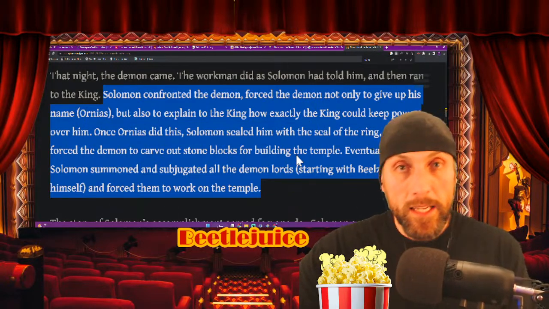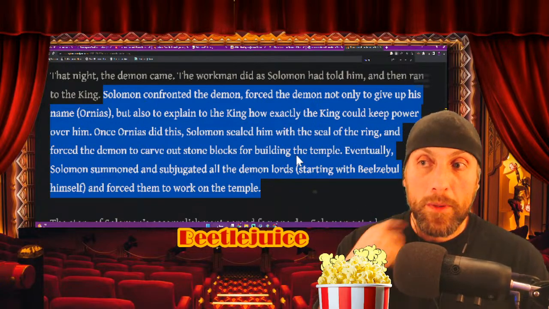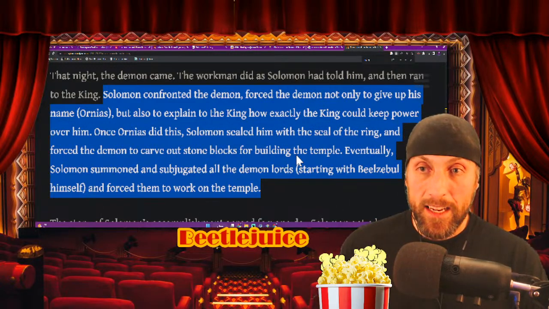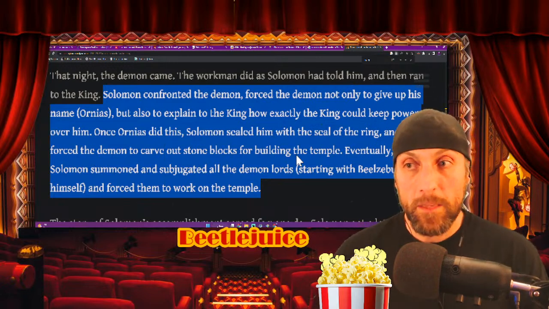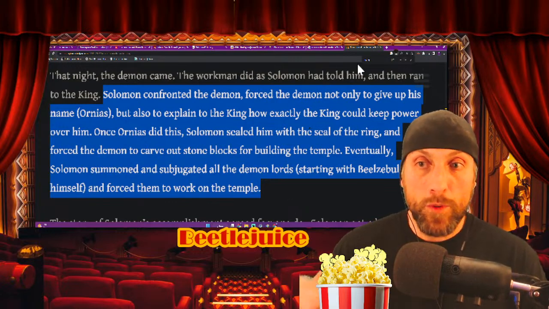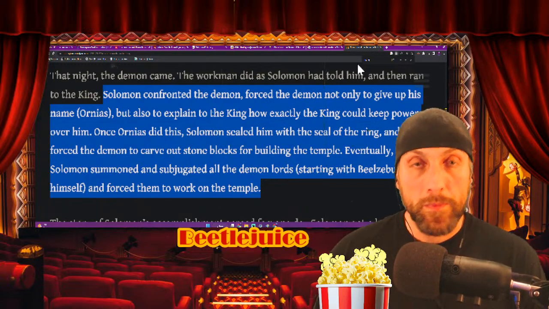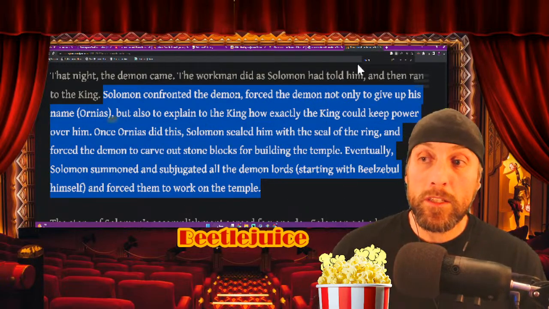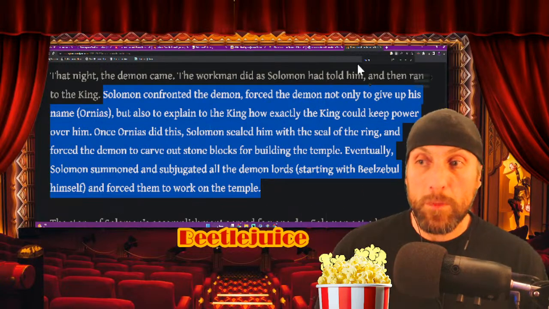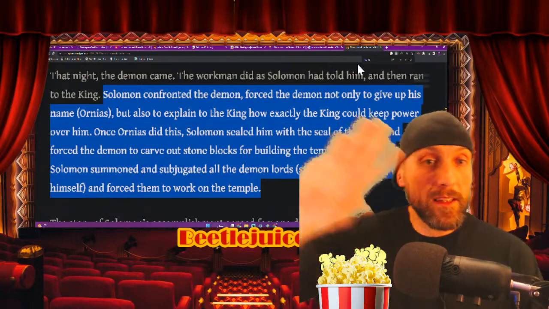Solomon, the famous king of old, confronted a demon, forced the demon not only to give up his name, but also to explain to the king how exactly the king could keep power over that demon. Once Ornias did this, Solomon sealed him with the seal of the ring and forced the demon to carve out stone blocks for building the temple, the famous Temple of Solomon. Eventually, Solomon summoned and subjugated all of the demon lords, starting with Beelzebul himself, and forced them to work on the temple. So let me describe this way shorter, okay?